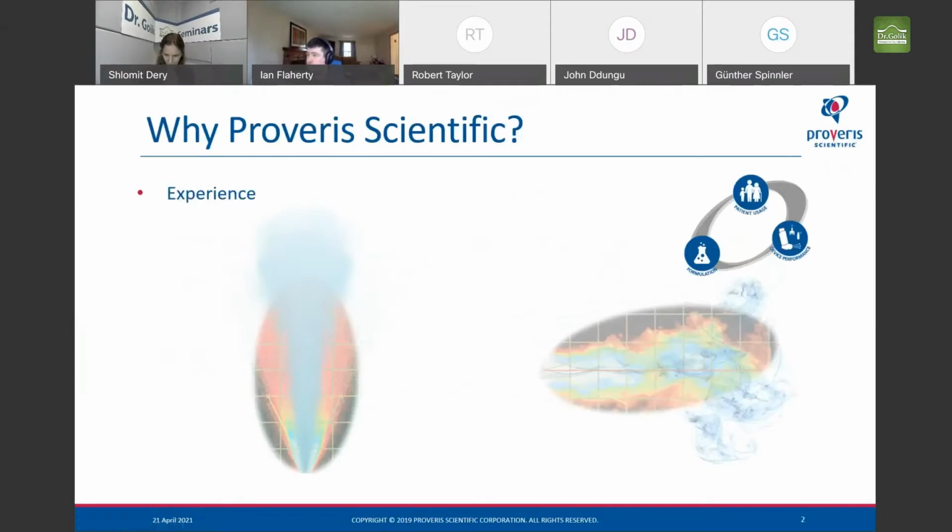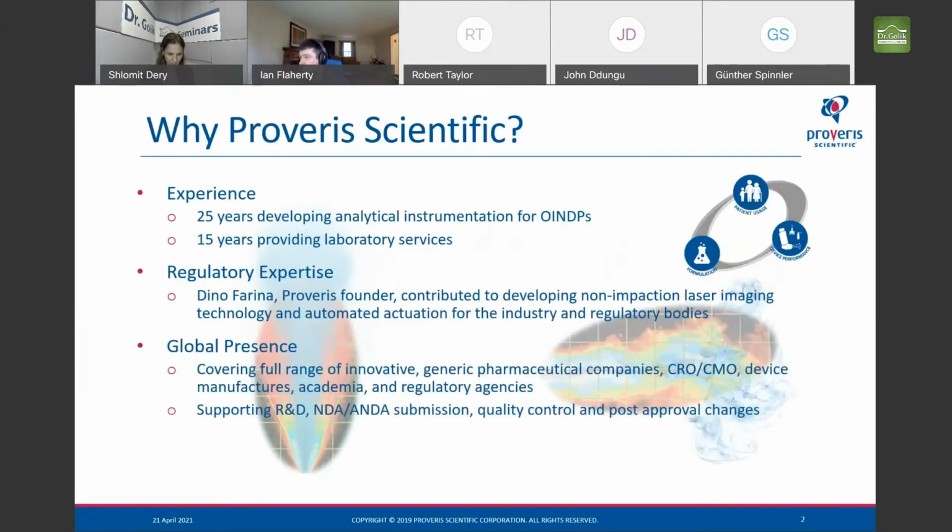Okay, so first of all, I'll talk a little bit about who Proveris is. We have been around for a little over 25 years, basically developing analytical instruments as well as providing contract test services to people in the OINDP space. That stands for orally inhaled and nasal drug products.